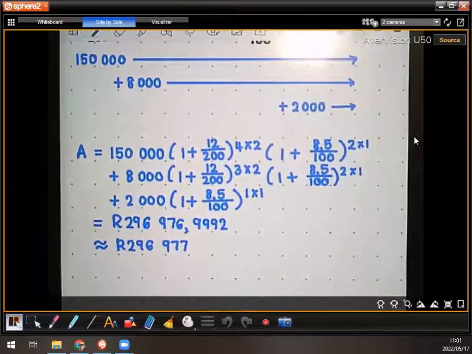I hope that makes sense, guys. This is much shorter than if you were trying to do a separate calculation for everything that's happening. And I think also less prone to mistakes.